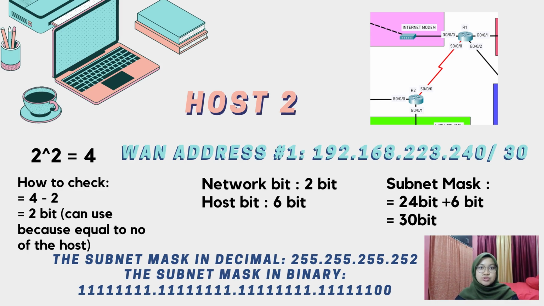The subnet mask for host 2 is 24 bits plus the number of host bit, which is 6 bit, and we get the value of 30 bits. So the value of the subnet mask is 30 bits. If the subnet mask is converted into decimal form, it will get the value of 255.255.255.252. And if it is converted into binary form, it will be like shown at the bottom of the slide. And the WAN address for host 2 is 192.168.223.240/30, and the last digit of the IP address can be found by using the box method of host portions in the next slides.